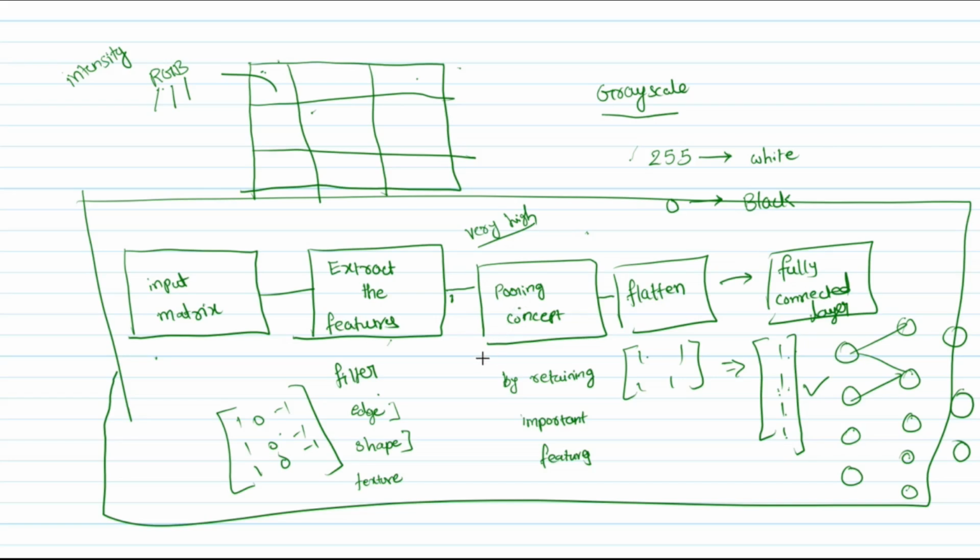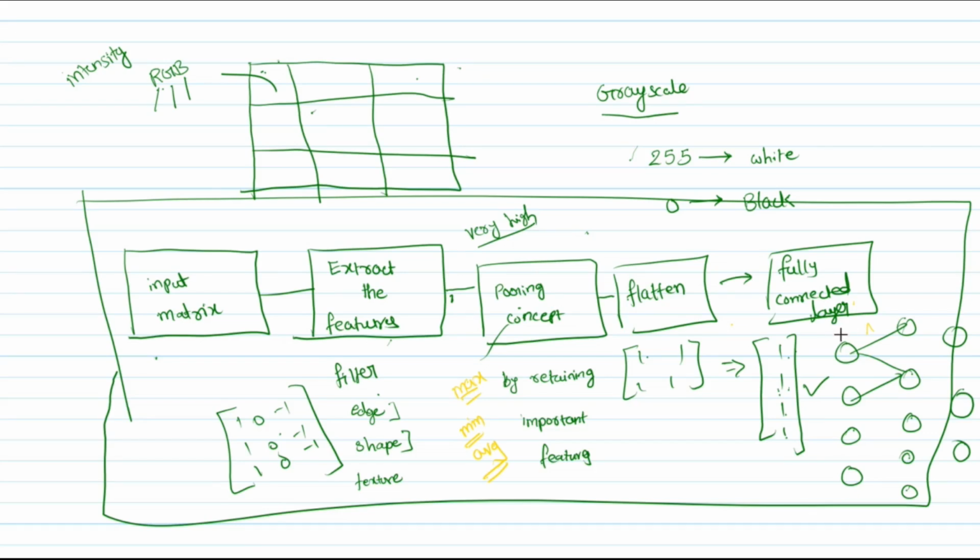by using the pooling concept. Here there are 3 types of pooling: max pooling, mean pooling, and average pooling. By using these pooling concepts, again we reduce the matrix size. Then we apply flatten. And finally, this flatten output we give to the fully connected layer, that is our ANN or multi-layer ANN.